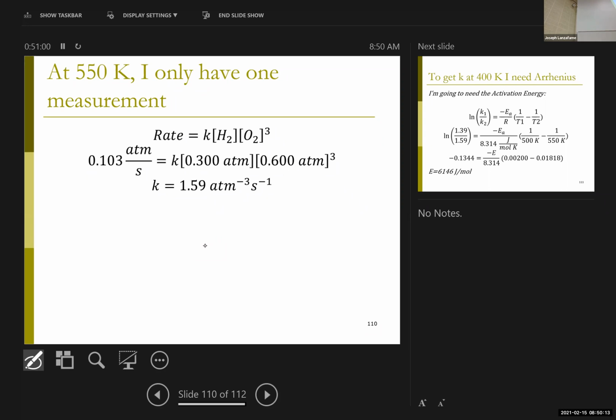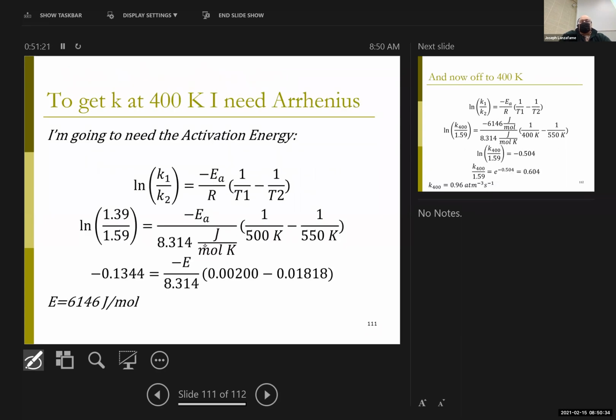But I do have one measurement at 550 Kelvin. And so again, if I plug in the data for that experiment at 550 Kelvin, I get what should be a different K and is. Right? And that's all I really need are those two K values to determine the activation energy. Right? If I use my 2-point Arrhenius equation, the K at 500 Kelvin, the average K was 1.39. The units are going to cancel, so I left them off. At 550 Kelvins, right, the K value is 1.59. R is R. Again, if I want my energy to be in joules, I want my R to be in joules.